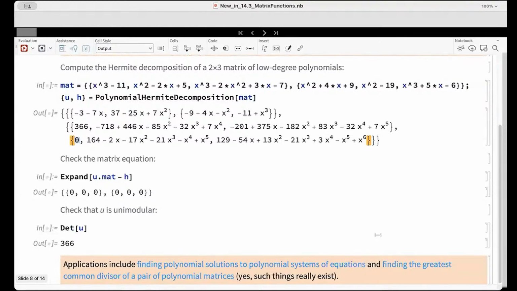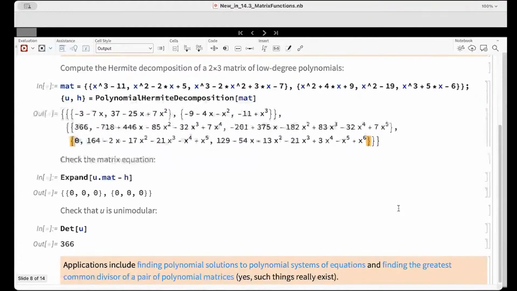There are some nice applications of this function. And these, again, the blue is a link to the example itself in the documentation. And so, check there for further details.